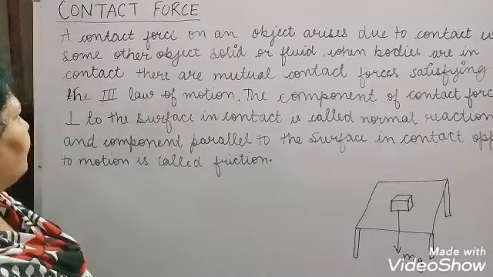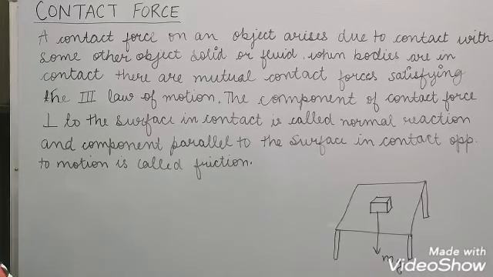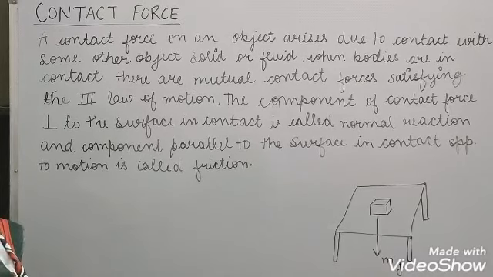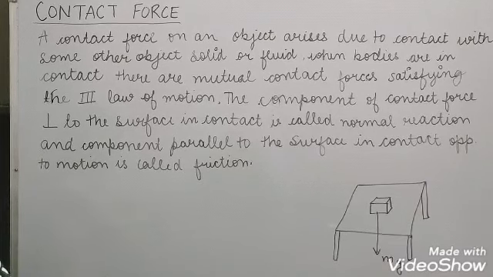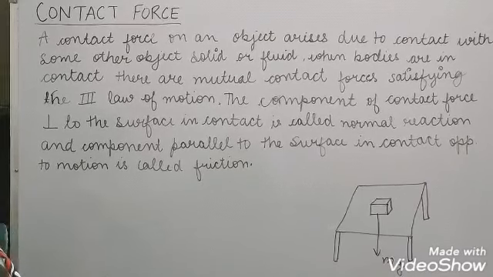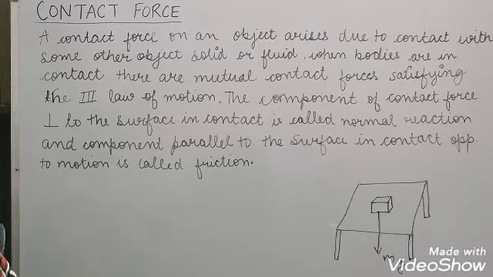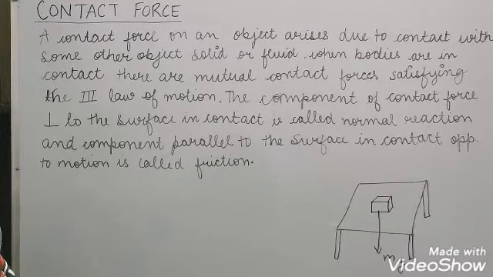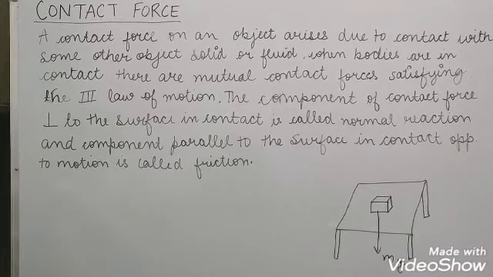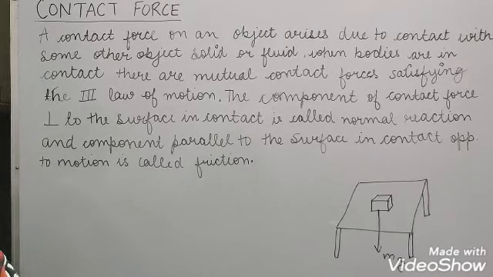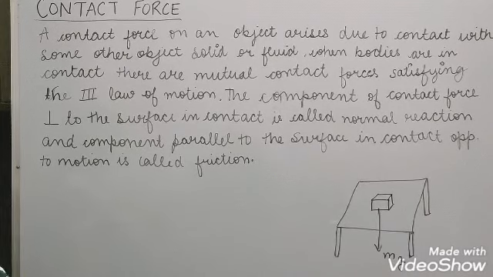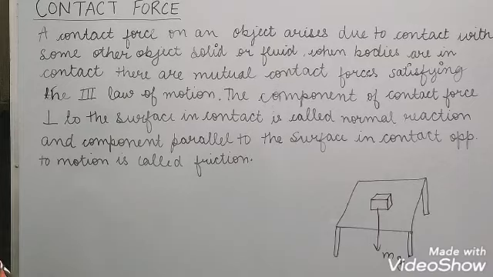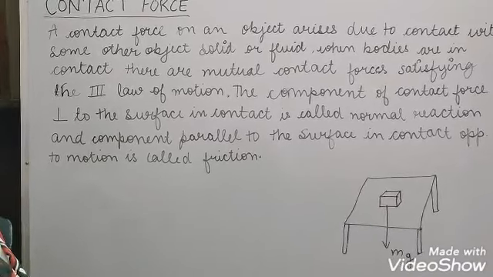A contact force on an object arises due to contact with some other object, whether it is solid or fluid. When bodies are in contact, there are mutual contact forces satisfying the third law of motion. The component of contact force perpendicular to the surface in contact is called normal reaction, and the component parallel to the surface in contact, opposite to motion, is called friction.